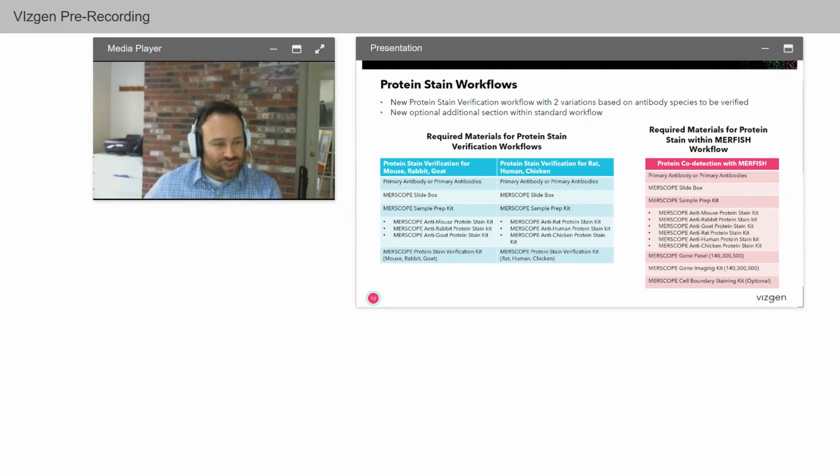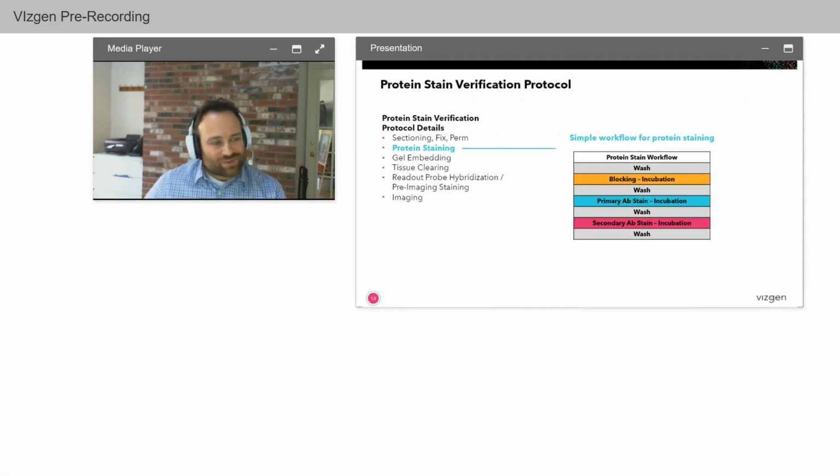This is where you would use your gene panel, because now we are running full MERFISH, your gene imaging kit that matches that panel size, and your cell boundary staining kit. This is an optional item, of course. The only caveat here is if you use a cell boundary staining kit, you cannot use it with the anti-rabbit protein stain kit. Future development on this product will hopefully eliminate this compatibility issue.